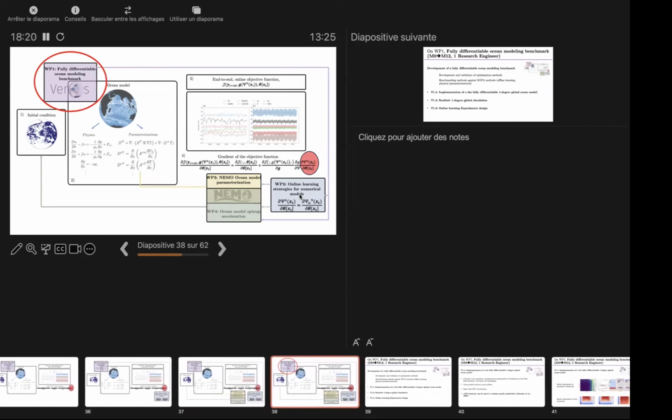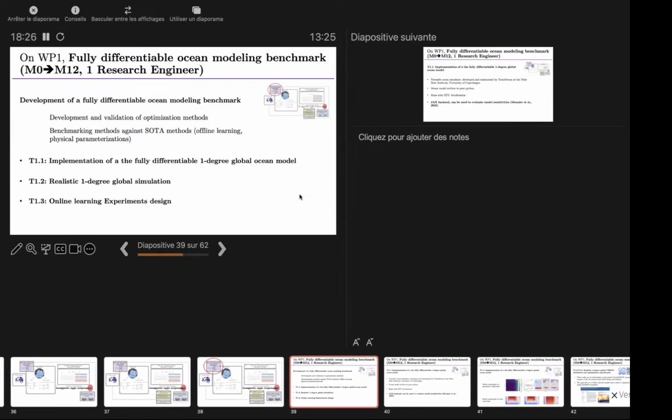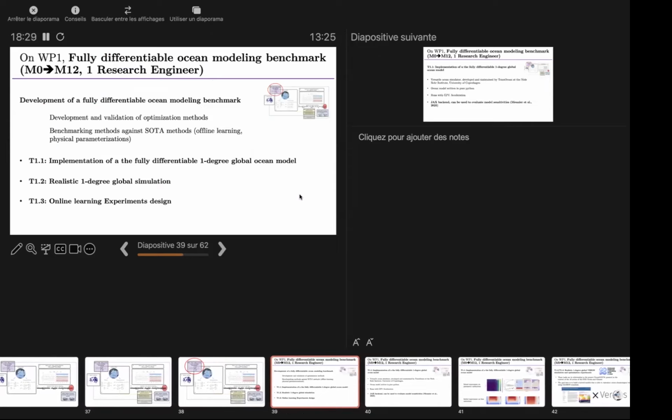Now, I will go a little bit more into the details of the first work package on the fully differentiable ocean modeling benchmark. We actually achieved quite some progress in this work package, because we are not building an ocean model from scratch. It would take too much time and be too expensive. Maybe before talking about what we are using, I will talk about the different tasks of the work package. As I said, the goal is to develop a fully differentiable ocean modeling benchmark in order to develop and validate optimization methods that can be used on actual climate model components.